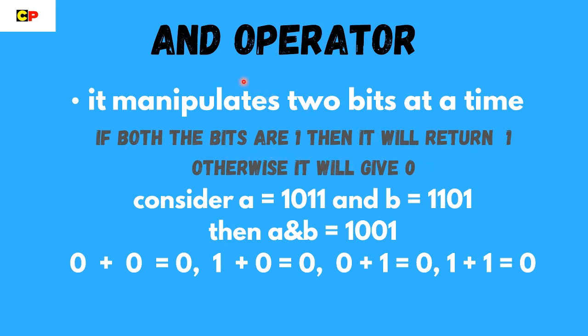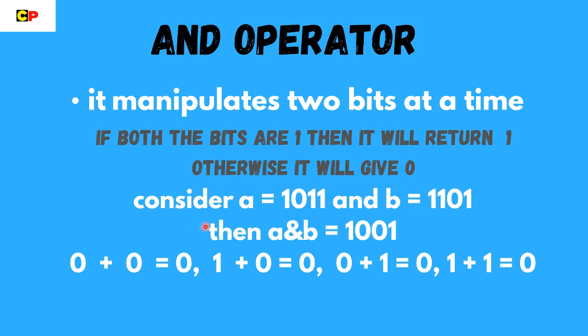Suppose you have a number A and a number B, and their binary representations are combinations of zeros and ones. If you are using the AND operator on these, there may be a scenario where you need to operate on 1 and 1. So 1 and 1 will give 1, and otherwise, if you have 1 0, or 0 1, or 0 0, then it will give 0. That means if both the bits are 1, then it will return 1. That's as simple as that.